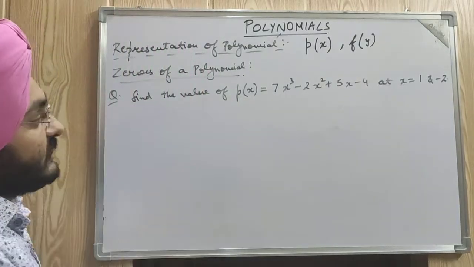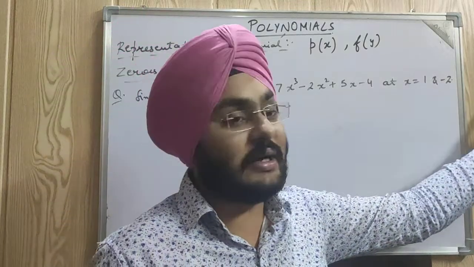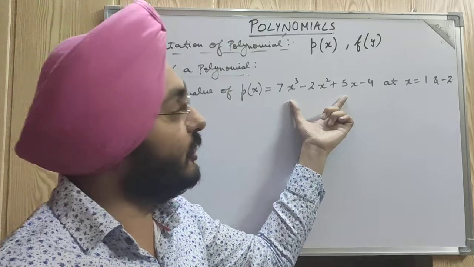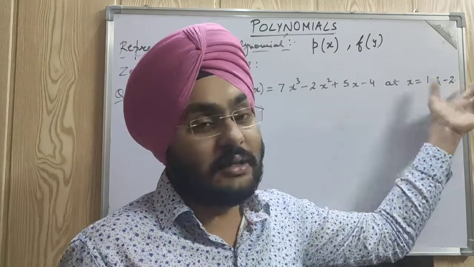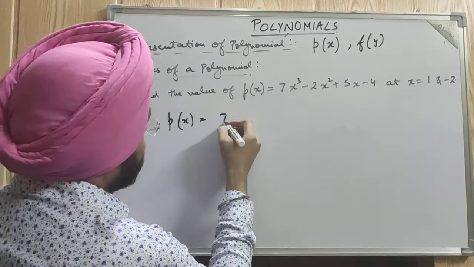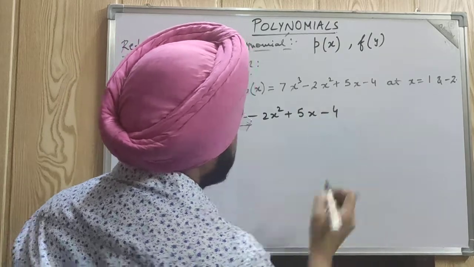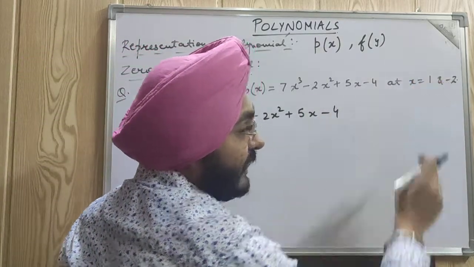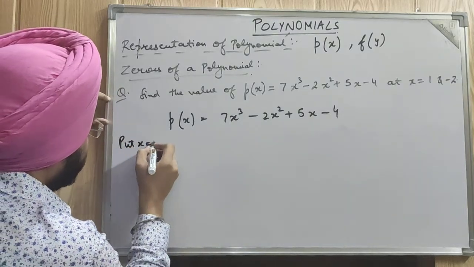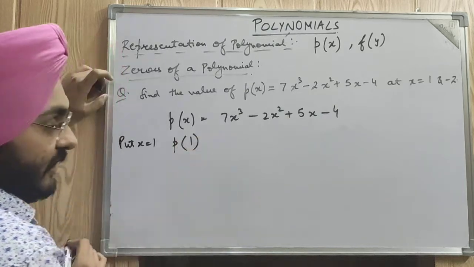Firstly we'll be doing this question: find the value of p(x) equals this at x equal to 1 and minus 2. We have been given this polynomial, and we have to find the value of this polynomial when x is equal to 1 and minus 2. So firstly I am writing the polynomial p(x) = 7x cube minus 2x square plus 5x minus 4. He is saying we have to find the value at x equal to 1. So just put x equals 1 in the whole of this polynomial.